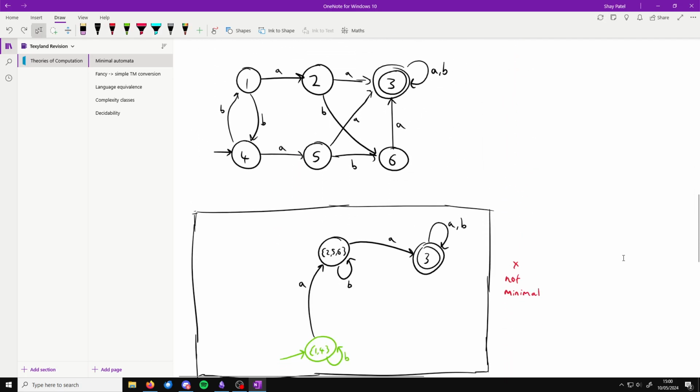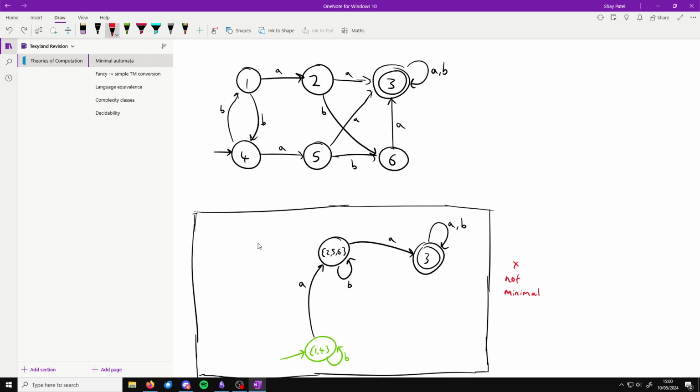Does that make sense to people in terms of how we've worked out that minimal automata? We've taken 2 states which are state equivalent, which means they both accept the same words. We merge them into one state. We put all of the incoming transitions to go to that, and then the outgoing transitions.